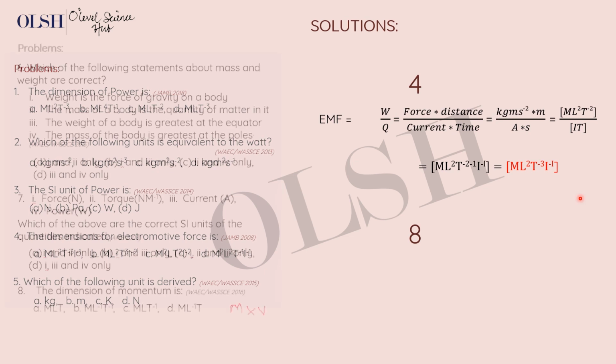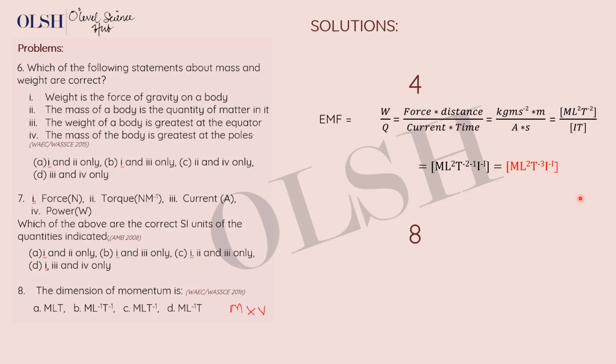Okay, so we move on to the 7th one. We have force with units newtons. We have torque with units newton per meter. We have current with amps and power with watts. Which of the above are the correct SI units of the quantities indicated? Okay, so if we look at it, we know that the SI unit for force is obviously newtons. For torque, it is not newton per meter. Torque is newton meter. We might not know what torque is yet, but we'll visit it in a future course. But torque is newton meters. Current is actually amps and power is watts.